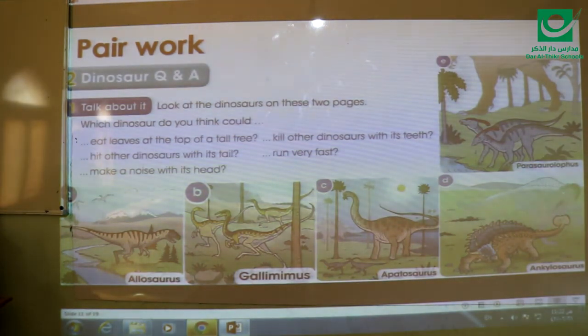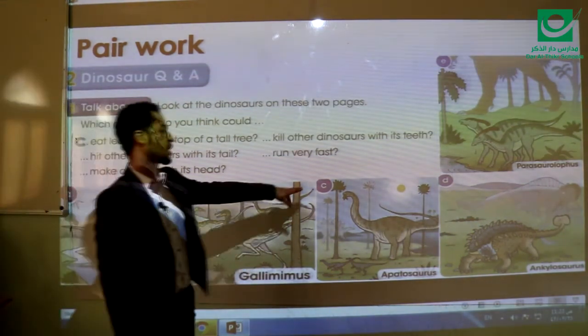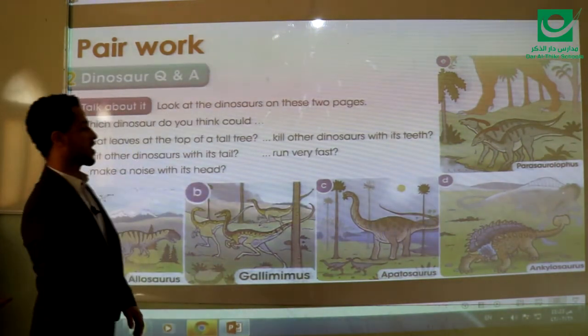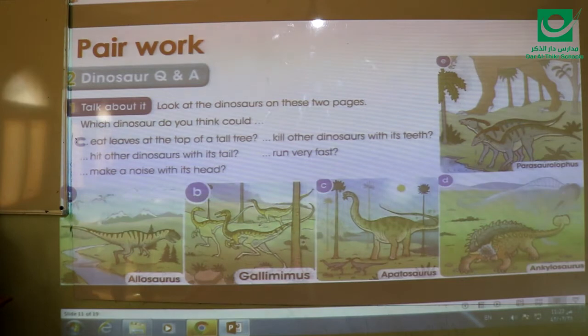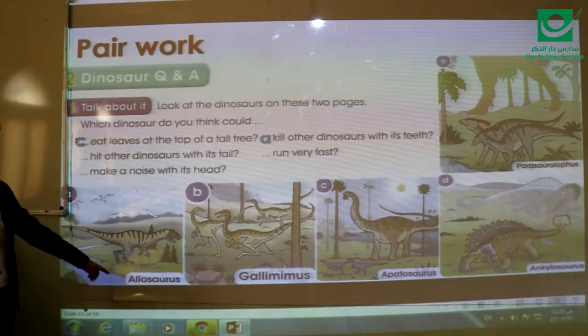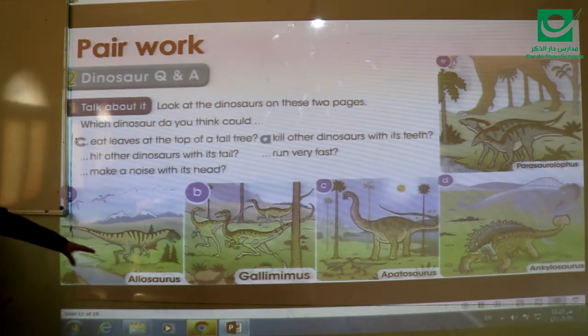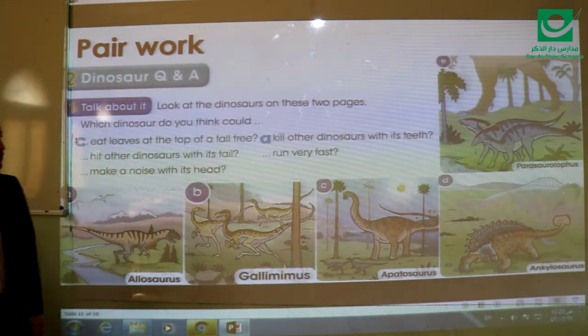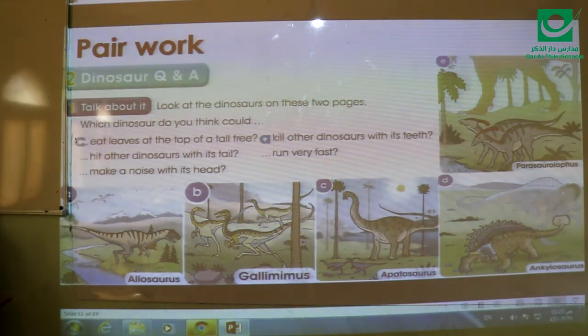Okay, after you did what I said, I trust you, let's check the answers. Okay, so the dinosaur that could eat leaves at the top of a tall tree is letter C. It's called Apatosaurus. Okay, so this dinosaur, letter C, could eat leaves at the top of a tall tree. The next one. Okay, the dinosaur that could kill other dinosaurs with its teeth is letter A. It's an Allosaurus. Its name is Allosaurus, and it could eat other dinosaurs with its teeth. Let's see the next sentence.